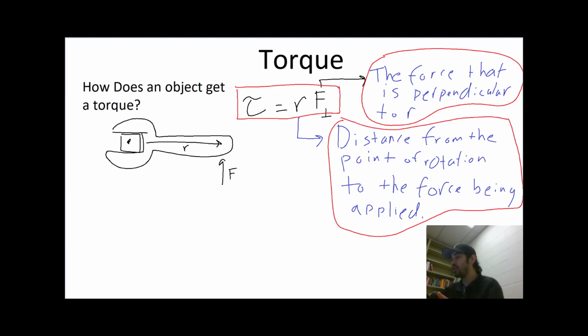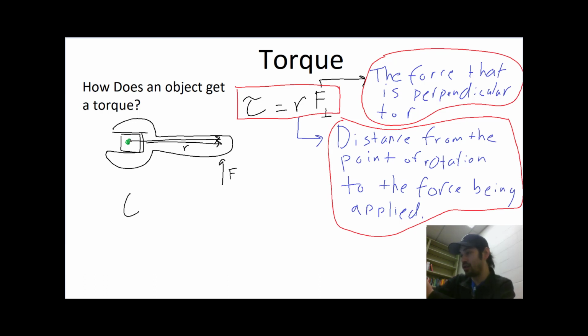So let's talk about what this equation means in terms of this wrench. So my point of rotation, I'll circle in green because, again, it's very important to define these things, is going to be the center of where this nut is, okay? The distance, which is really this whole distance from the point of rotation to the force, is what I call R. And then I have this force F that I'm applying here.